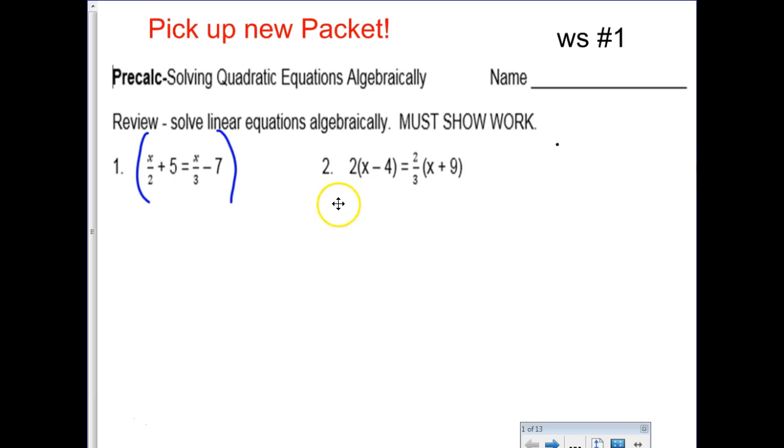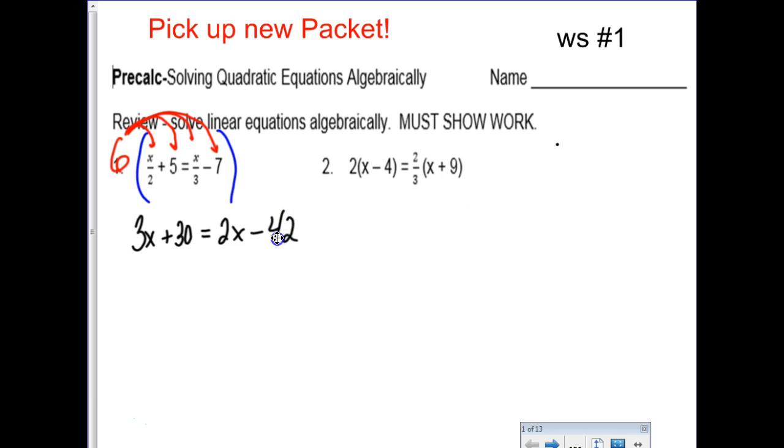So LCM for 2 and 3 would be a 6. You're going to put a 6 in front of the equation, and you're going to distribute that to every single term in the equation. So let's see, 6 times x over 2 would be 3x. 6 times 5 is a plus 30. Equals 6 times x over 3 would be 2x. And then 6 times 7 would be a minus 42. And then you have a linear equation to solve.